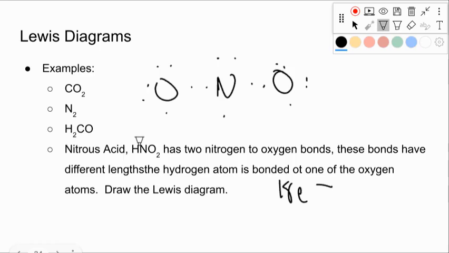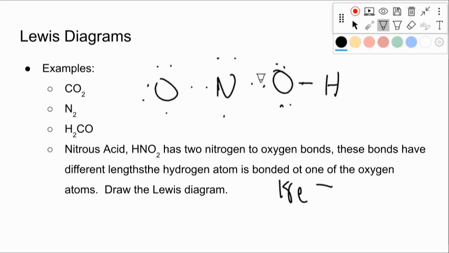It says the hydrogen atom is bonded to one of the oxygens. It really doesn't matter which one you choose. I'm going to choose this one. So I'm going to shift these 2 electrons over to this side and then do my single electron on this side so that I can add in my hydrogen. So I'm going to add a hydrogen over here.